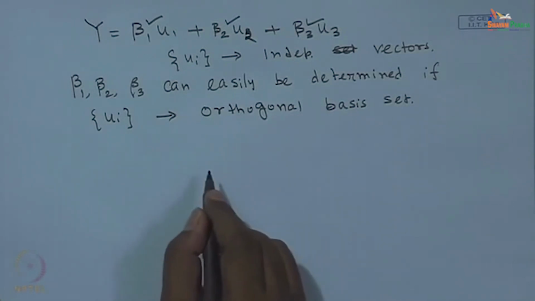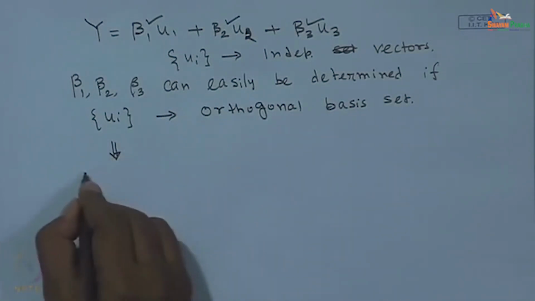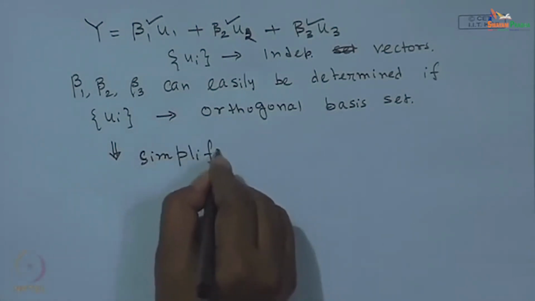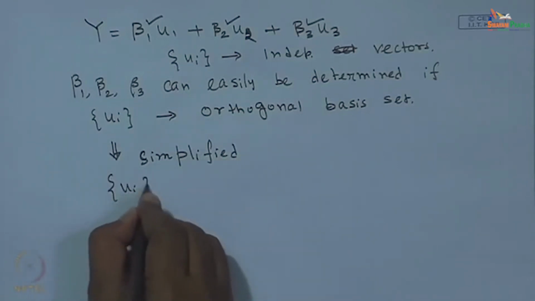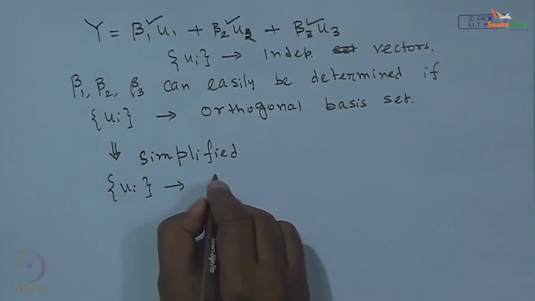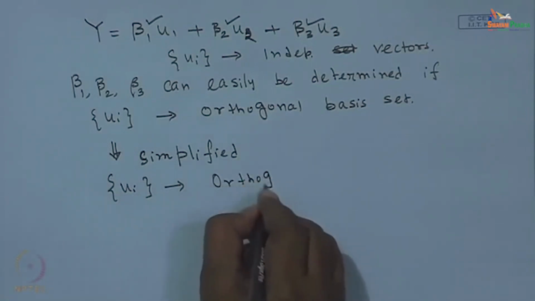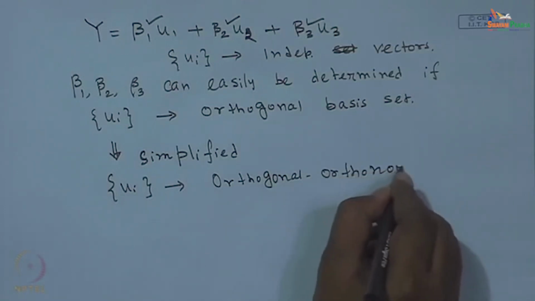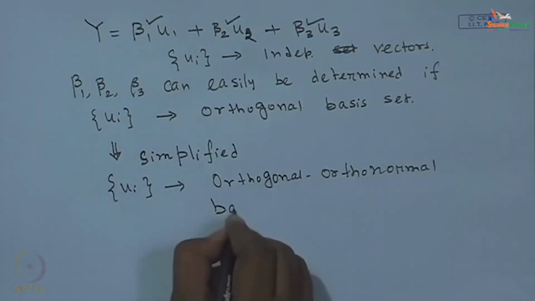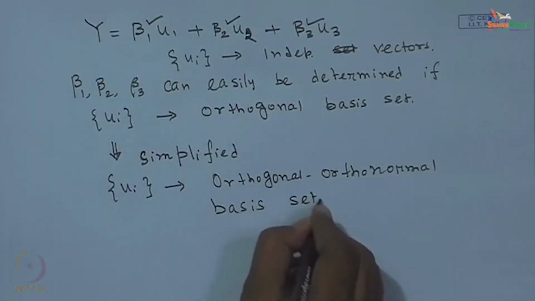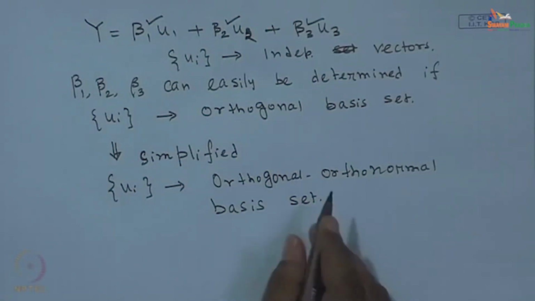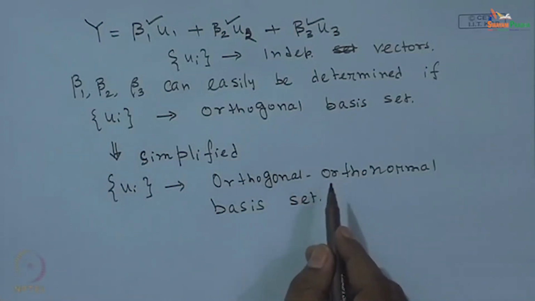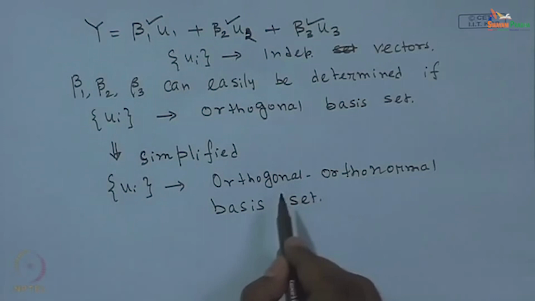The calculation will become further simplified if the ui constitute a set of orthogonal, orthonormal basis set. So, therefore, if you have this, I am just giving an example of 3-dimensional space. If you have n-dimensional space, then the whole thing becomes very easy.